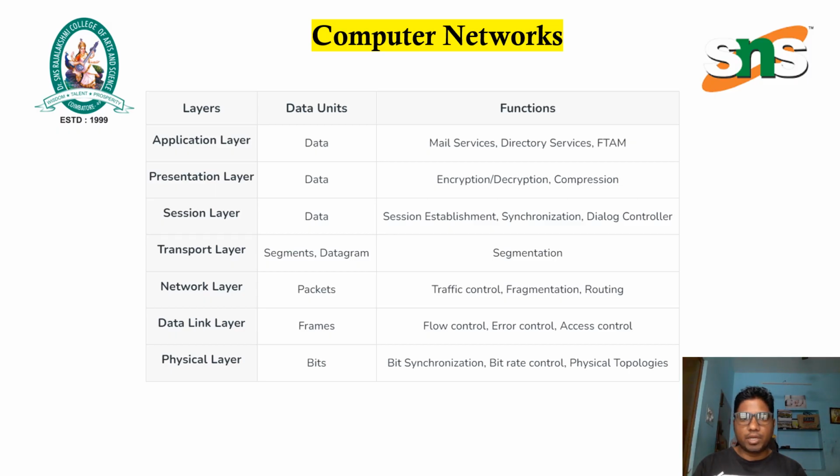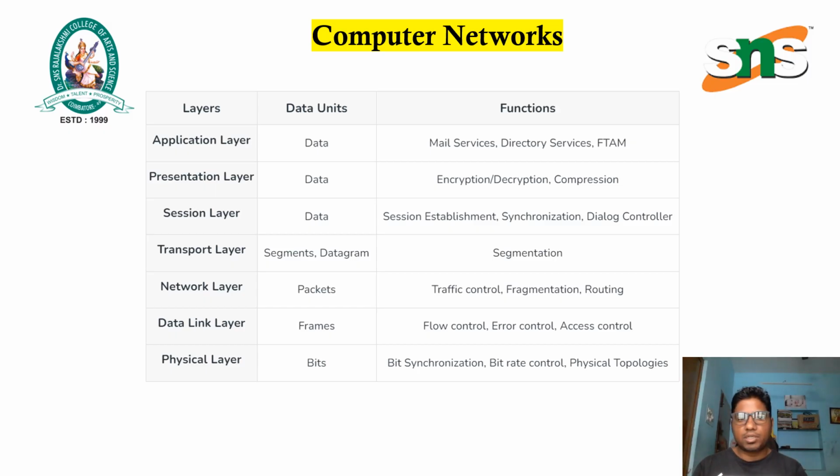The first is the application layer. Its data unit is data, and its functions are mail services, directory services, and FTAM. The presentation layer's data unit is data, and its functions are encryption, decryption, and compression. Next is the session layer. Its data unit is data, and its functions are session establishment and synchronization. It is the dialog controller.